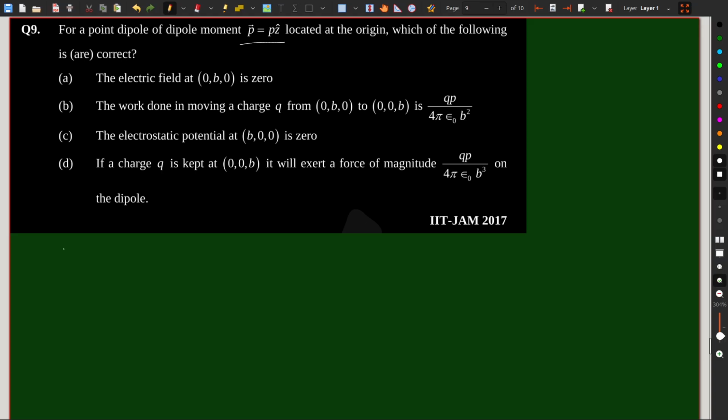The potential due to an electric dipole is theta dependent and given by p cos theta over 4 pi epsilon naught r square, and the electric field, also r and theta dependent, is given by p over 4 pi epsilon naught r cube, sorry, this is r cube, times (2 cos theta r cap plus sin theta theta cap).